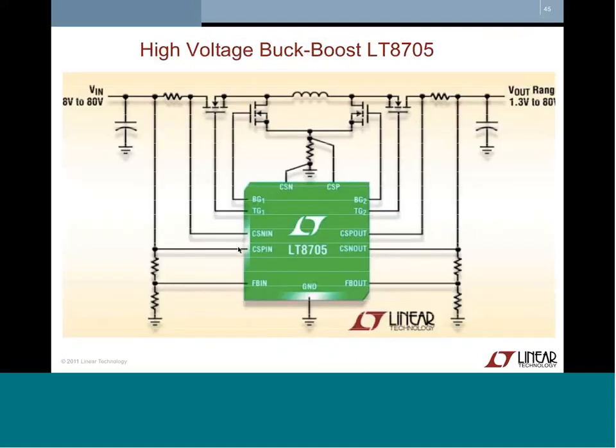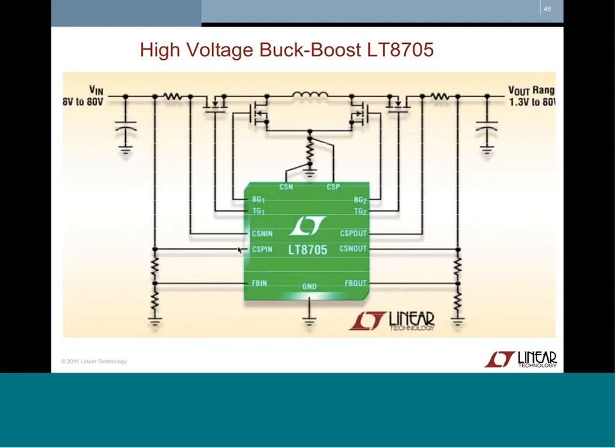We got to the LT8705, which is a very efficient and very flexible controller. The input voltage is up to 80 volts, the output voltage is also up to 80 volts, so it can handle a lot of applications. Again, external MOSFETs and one inductor outside.